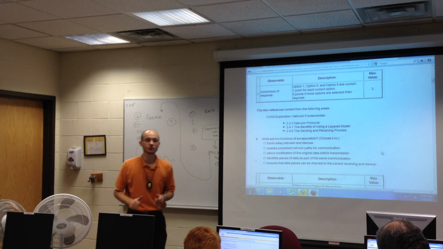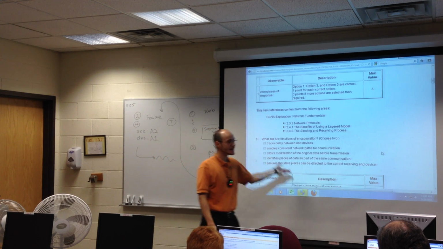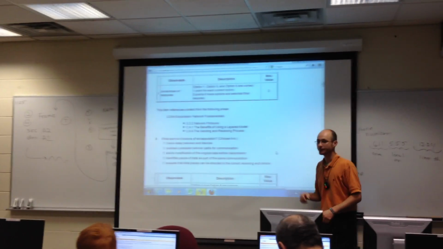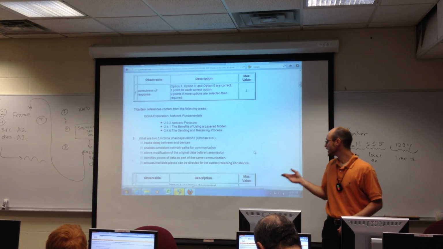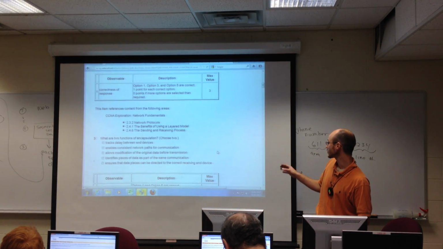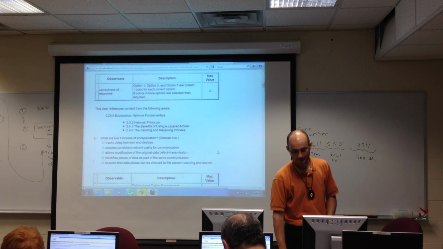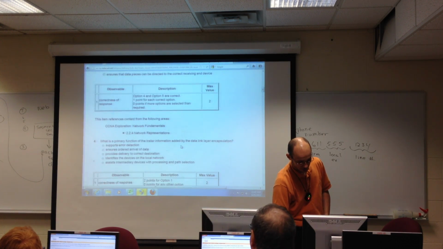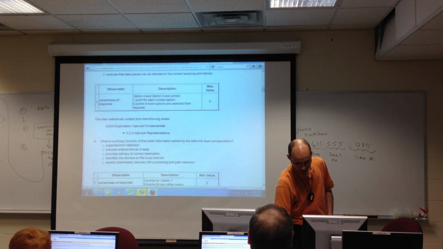We went down to layer 3, I said it's for end-to-end delivery. Is that not what this answer is saying? Used to ensure that data pieces can be directed to the correct receiving end device. On Monday of next week, you guys will learn how that is accomplished. But nevertheless, it is part of the communication process.